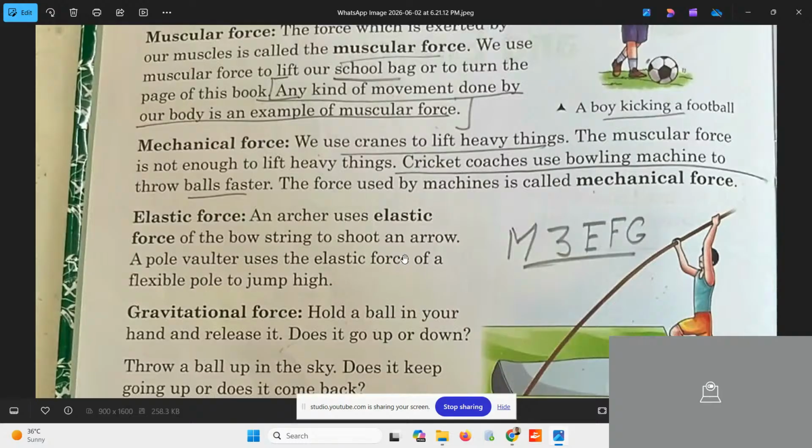Okay. Can you see this guy? This guy is called a pole vaulter. What is he using? He is using the elastic force of a flexible pole to jump high. First, he applies the muscular force to pull the pole down. The moment he pulls it down, another force is applied to him, called elastic force, by the flexible pole. Remember? In the higher classes, you will understand better. But for now, okay.